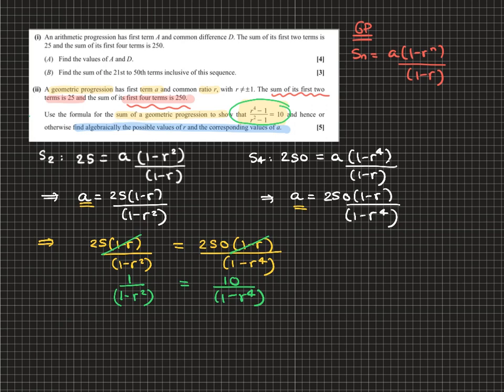Now, a tiny bit of rearrangement here, and we'll get 1 minus r to the power of 4 over 1 minus r squared equals 10. Now that's not quite what we have in this result over here, so we simply need to multiply the numerator and the denominator of our result by -1, which gives us r to the 4 minus 1 over r squared minus 1 equals 10 as required.